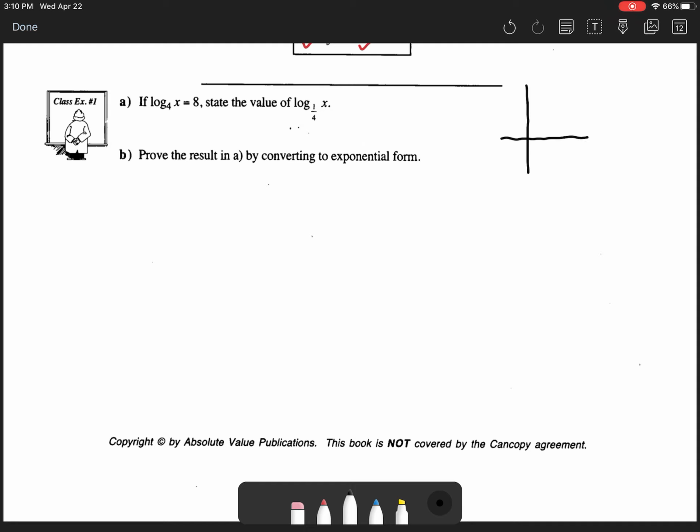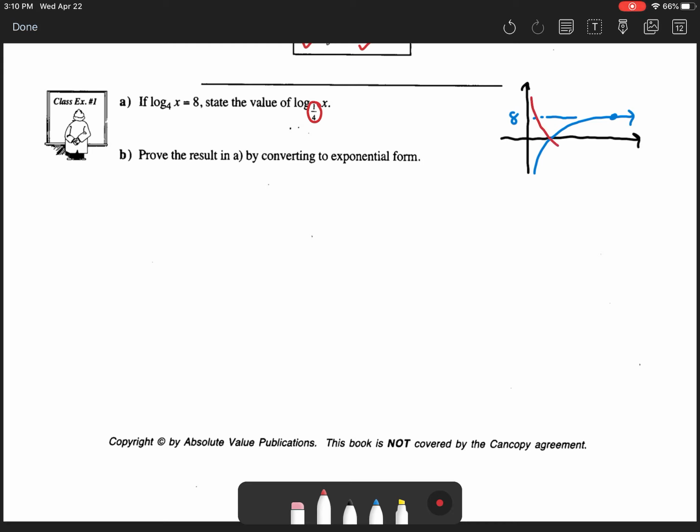Next example, it says, if log base 4 of x is equal to 8, state the value of log base 1 over 4 of x. Now, I should be able to figure this out without doing a calculation algebraically, but let's take a look at what they're asking me to do. So if I had log base 4 of x, and it equaled 8, right? Log base 4 of x is equal to 8. I know that that's the value here. There is 8.